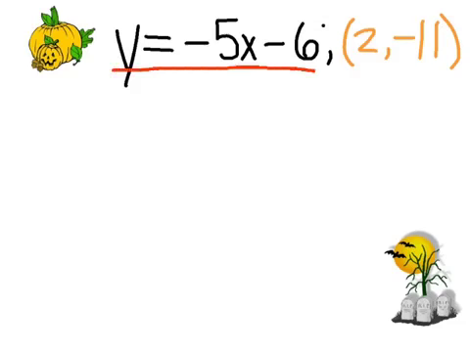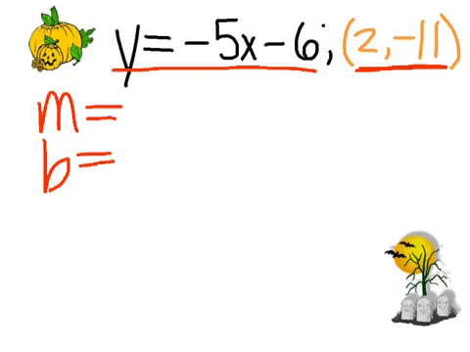Okay, for example 2, we have y equals negative 5x minus 6, and our point is 2, negative 11. We need to find our slope and our y-intercept of the line that we're looking for. We're looking for a line that's parallel to this line and moves through this point. If the lines are parallel, then the slopes are equal. So what's our slope for our new line? Negative 5.